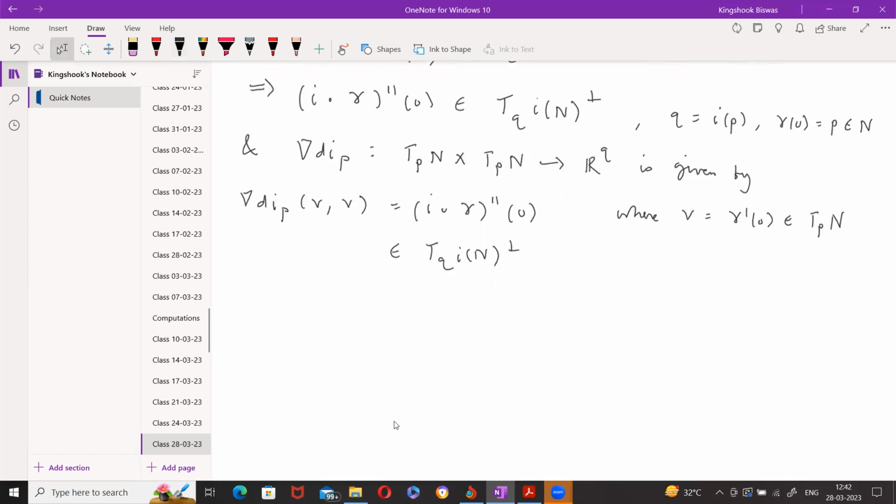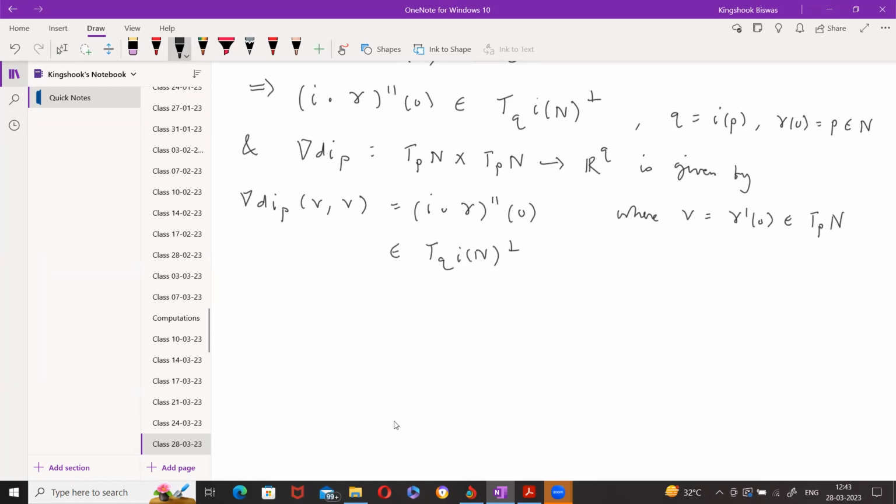Is this okay? So be careful. The second fundamental form, I'm looking at I as a map taking values in RQ. So the second fundamental form will be given by the covariant derivative in RQ of I compose gamma prime. The covariant derivative in RQ is just the normal derivative, so this will just be the normal second derivative of the curve I compose gamma. This is a curve in RQ, so I'm just taking its usual second derivative.